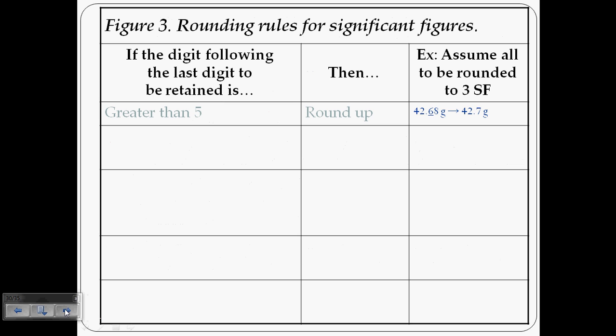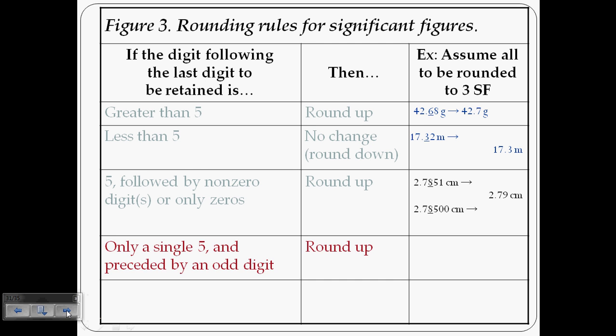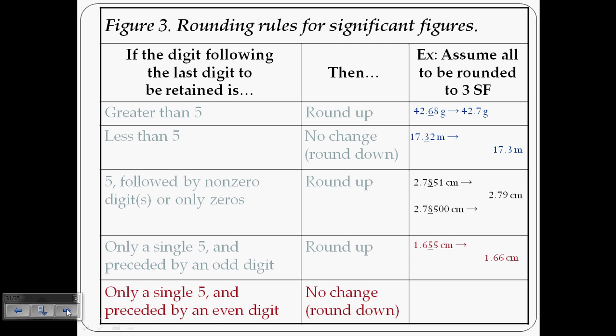Now, how do you round it? If it is greater than 5, you round up. Less than 5, you keep it the same. If 5 is followed by a non-zero number, then you round up. If it ends in 5, and the previous number is odd, then you round up. And if the previous number is even, then you keep it the same.